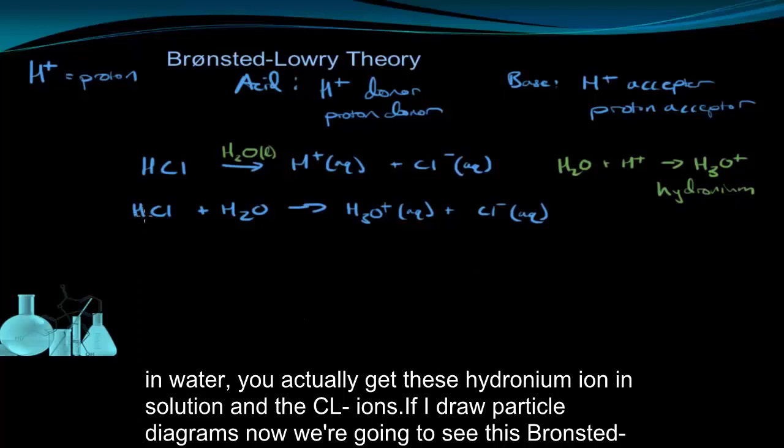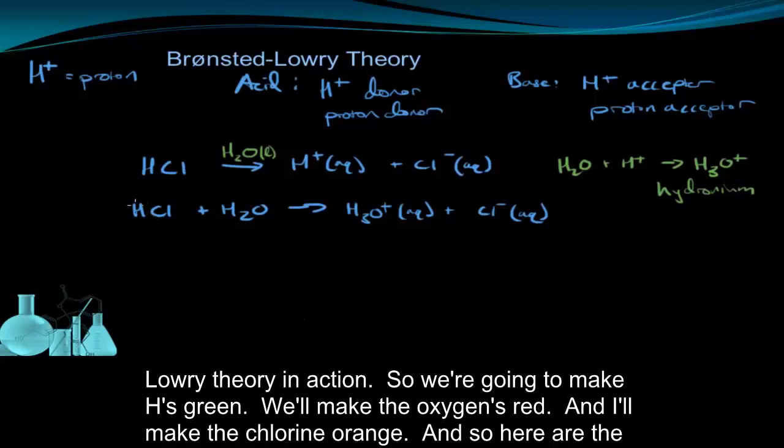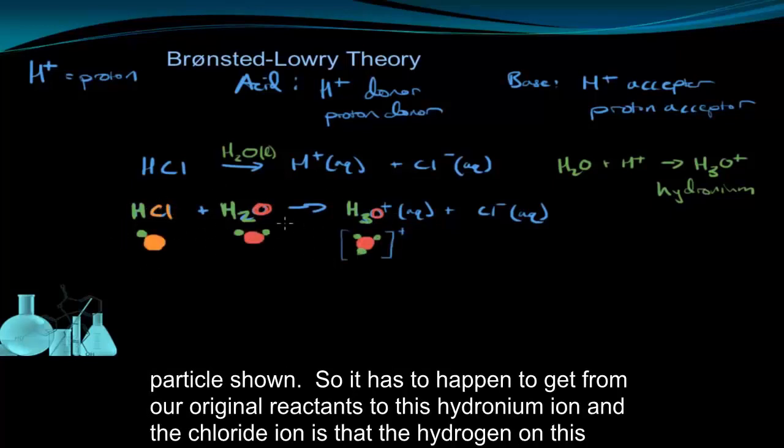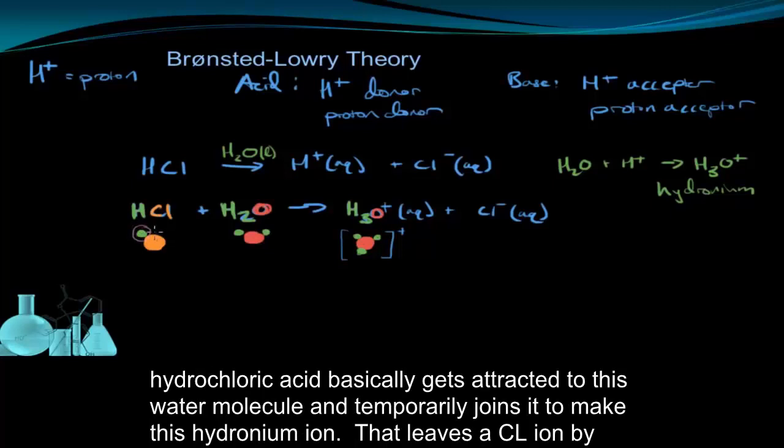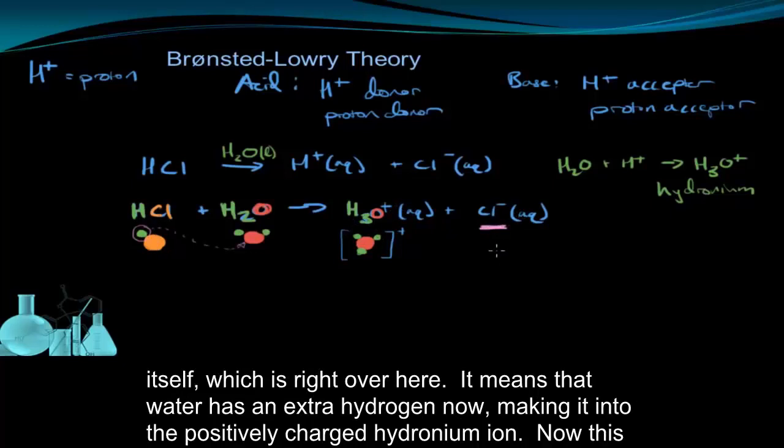If I draw some particle diagrams now, we're going to see this Bronsted-Lowry theory in action. We'll make H green, we'll make the oxygens red, and I'll make the chlorine orange. And so here are the particles shown. What has to happen to get from our original reactants to this hydronium ion and the chloride ion is that the hydrogen on this hydrochloric acid gets attracted to this water molecule and temporarily joins it to make this hydronium ion. That leaves the Cl ion by itself, which is right over here, and means that water has an extra hydrogen now, making it into the positively charged hydronium ion.